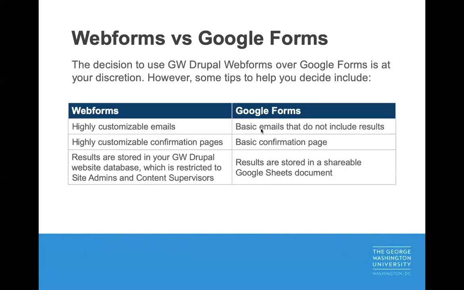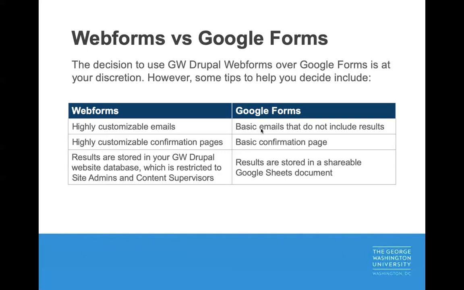So what we found with web forms versus Google forms is that the GW Drupal web form page is highly customizable, both for the email and the confirmation page. You're basically able to put in a lot of dynamic information into the emails that go out if you would like to. So the information that's input into the form, it's very easy to add that into the email as dynamic information. And then with the confirmation pages, you're only limited by whatever you can do with your WYSIWYG text editor. So that confirmation page can be very custom to whatever you need it to be.